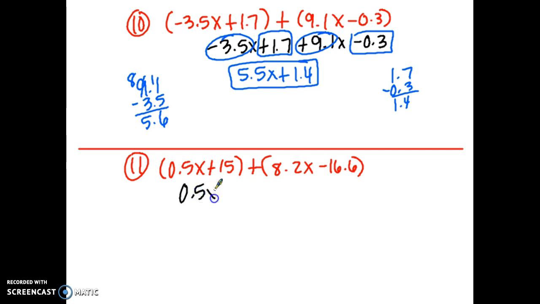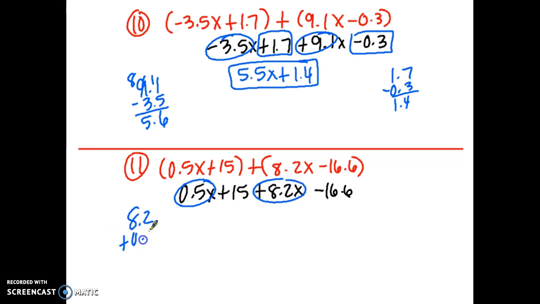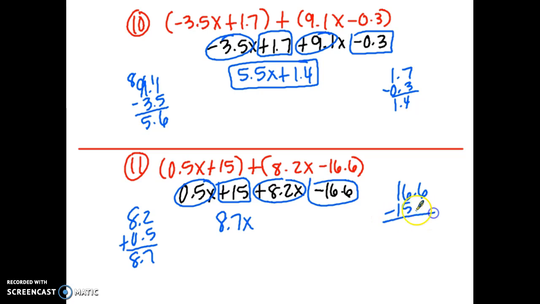Five tenths x plus 15 plus 8 2/10 x minus 16 6/10. There's nothing to distribute, so I just combine like terms. 8.2 plus 5/10 is 8 7/10 x. 15 minus 16.6. Line up your decimals. Add a 0 where there's nothing there. That gives you negative 1.6. Your bigger number is negative, so your answer is negative 8.7x minus 1.6.